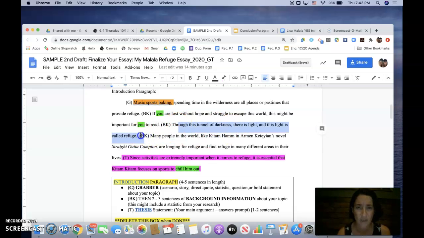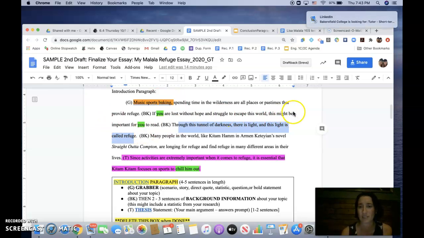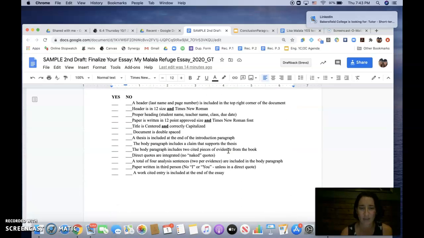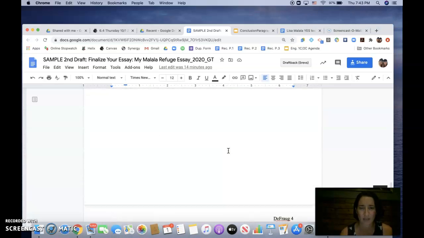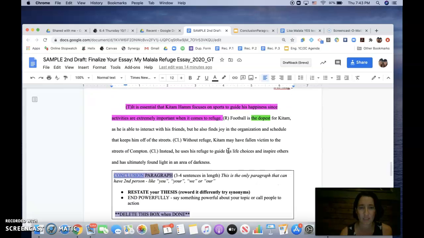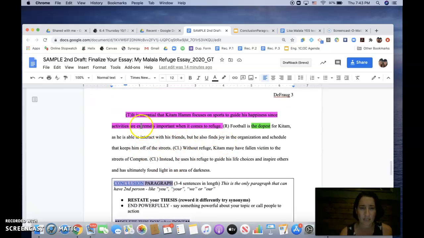So he mentioned this darkness and light metaphor in his introduction. So if you look, he took that same metaphor that he used in his introduction and he used it at the end. So in his conclusion, whoops, sorry. In his conclusion, you can see that there is this same reference to that metaphor of the light in the area of darkness. So that's one example.